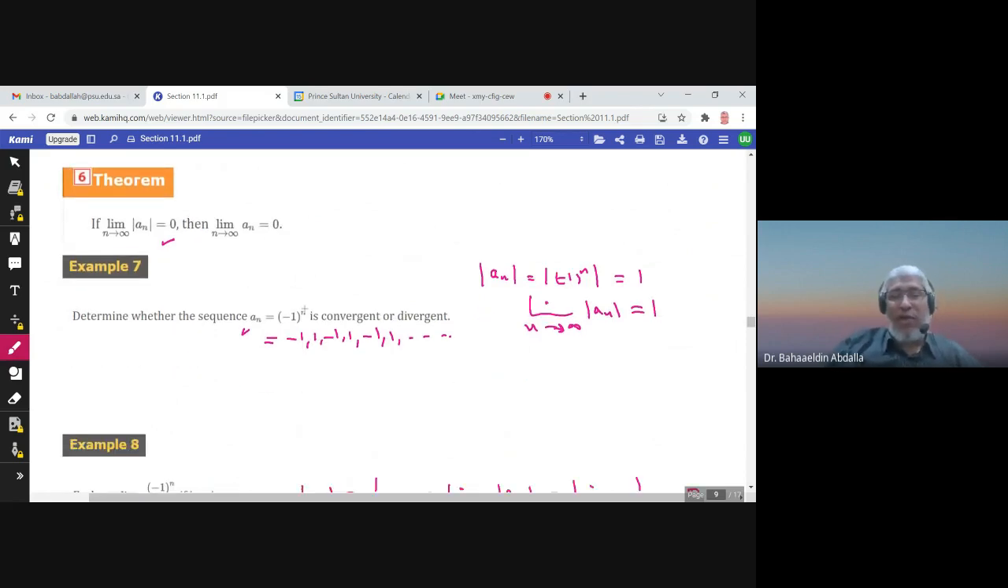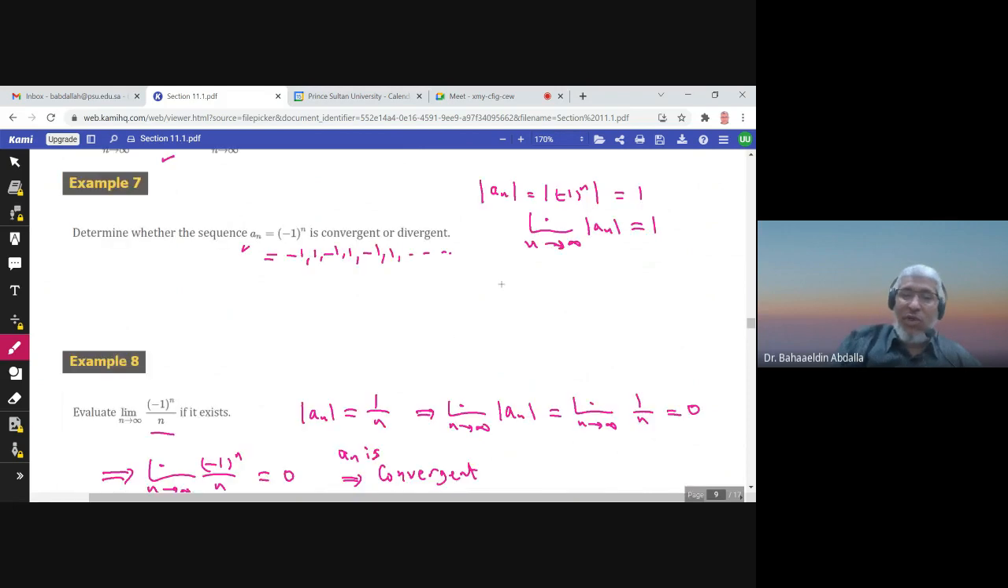Whenever we have (-1)^n, we use it and check the absolute value of a_n. If it is 0, then the limit of a_n is 0. If the limit of the absolute value of a_n is not 0, then we have to figure it out. For example, here, this sequence -1 and 1 oscillates between two numbers. It doesn't approach a single number when n goes to infinity. So this sequence is divergent.